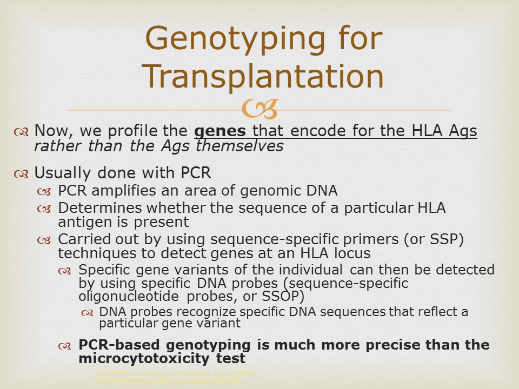It's carried out using sequence-specific primers, SSPs, that detect genes at a particular HLA locus. We can measure specific gene variants in an individual by using specific DNA probes to recognize specific DNA sequences that reflect a particular gene variation. This PCR-based genotyping is much more precise than the formerly used microcytotoxicity test.